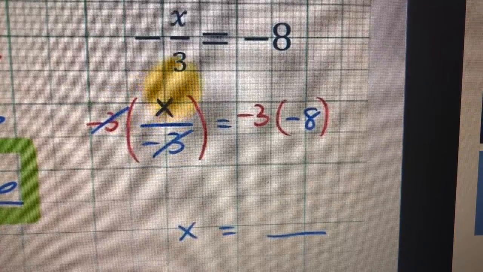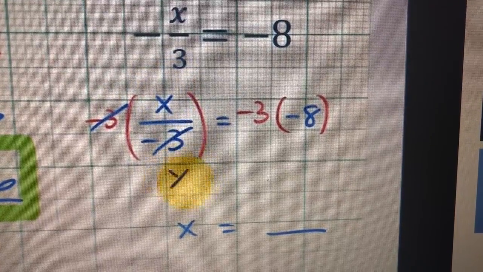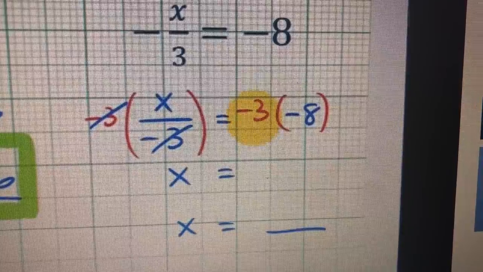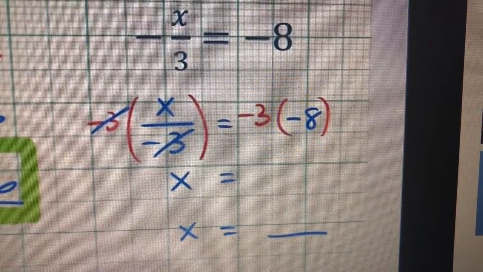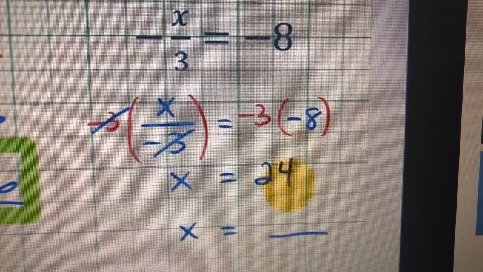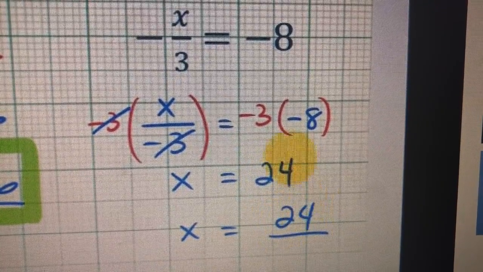So we're left with x on the left side. And on the right side, we have negative 3 times negative 8. Well, a negative times a negative would be positive, so x equals positive 24. So x equals 24 is our solution.